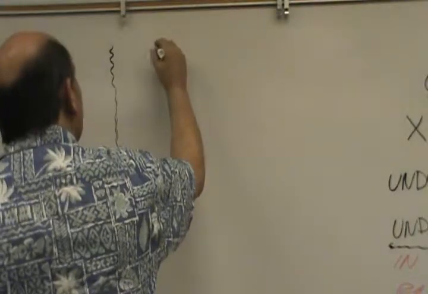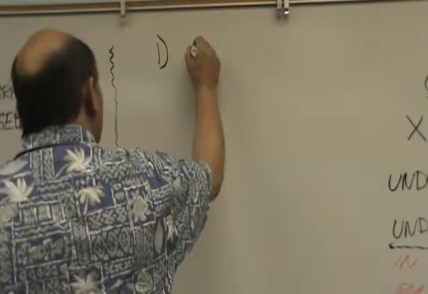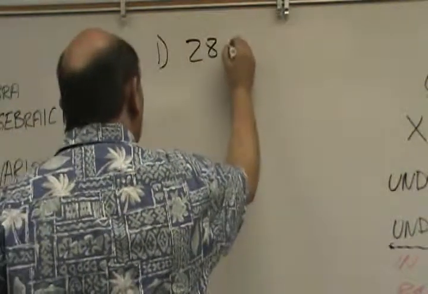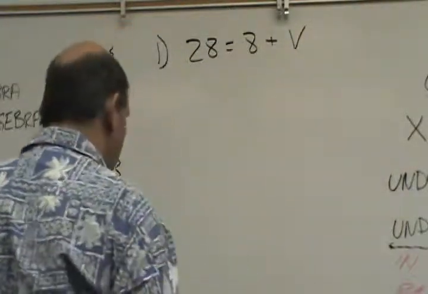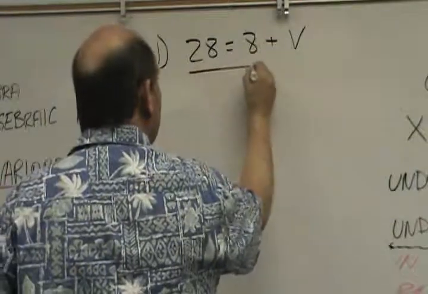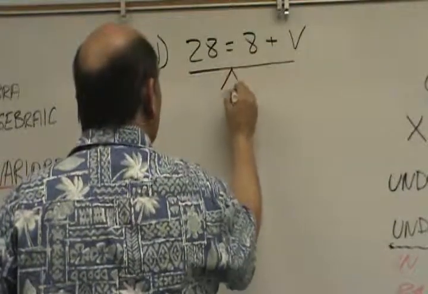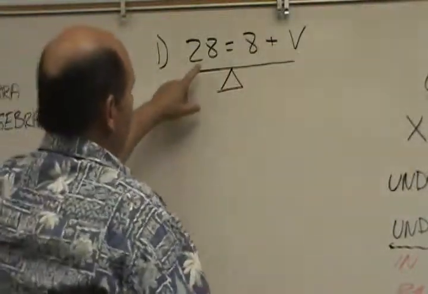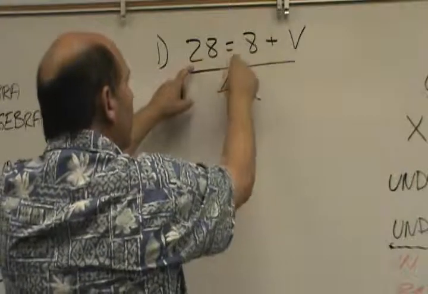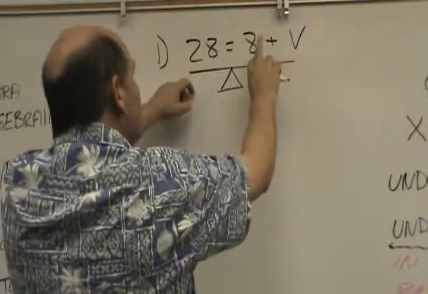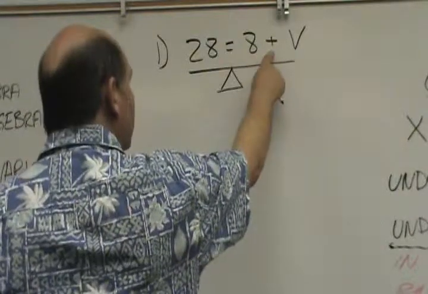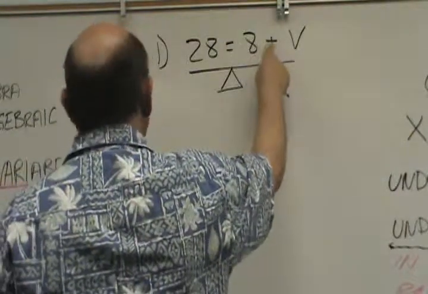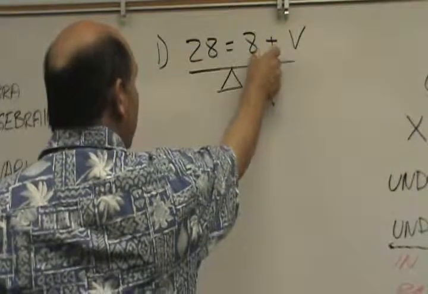The very first example is 28 equals 8 plus v. Now I'm going to draw the teeter-totter just so you can see that the expression 28 is equal to 8 plus v. It doesn't matter the order. So the first thing we want to do is a reverse operation. You see how you've got 8 plus v?